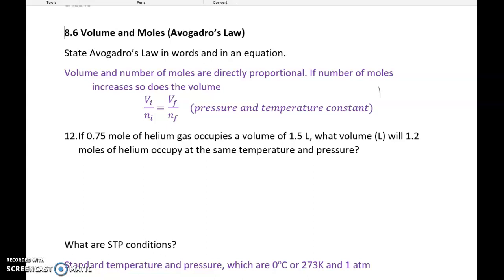9.6, volume and moles. So we looked at volume and pressure, that was Boyle's law, and then we looked at temperature and volume, that was Charles's law, and then we looked at temperature and pressure, and that was Gay-Lussac's law. Now we're down to volume and moles. So the volume and number of moles are going to be directly proportional. If the number of moles increases, so does the volume.